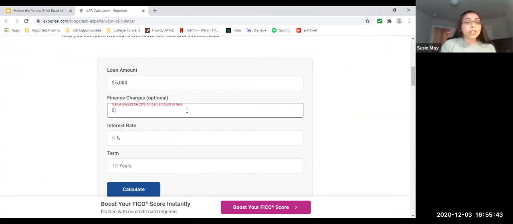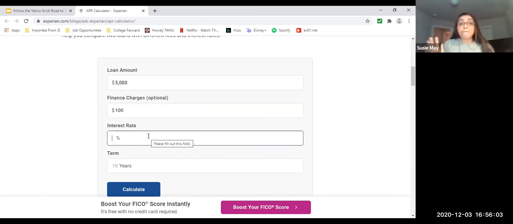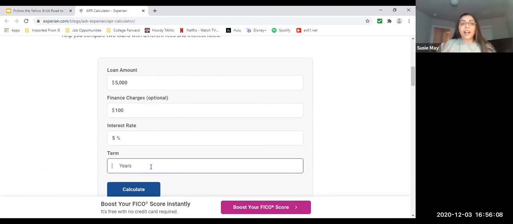So finance charges, it could be optional. This is just like if there's any cost, did you have to pay someone to take out this loan? Like any extra cost of taking it out. So for argument's sake, let's say $100. I have an interest rate of 5% on my loan. And I'm going to pay this off within 10 years.